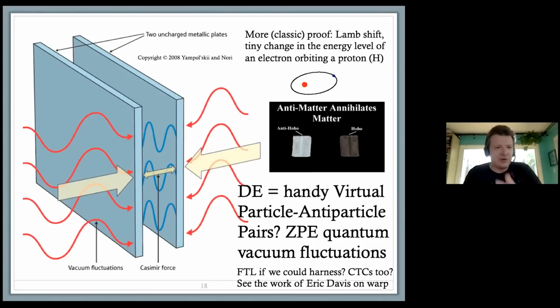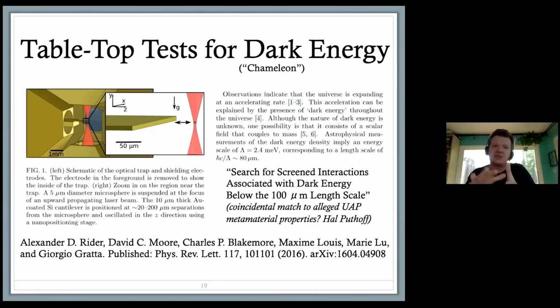Dark energy, though, I have to say, because it's very important to be open-minded and look at all the possibilities: what if dark energy is not zero-point energy? What if it's something else? One of the other ideas is that dark energy is a particle, just like dark matter. In this instance, they're called chameleon particles, one of these ideas. And the way you look for the chameleon particle is very similar to the way you test for modified theories of gravity, actually very similar.